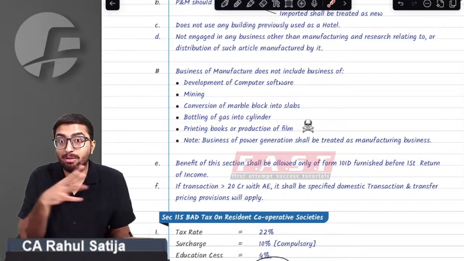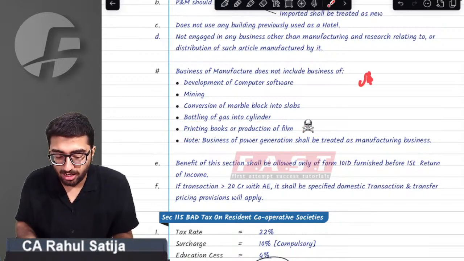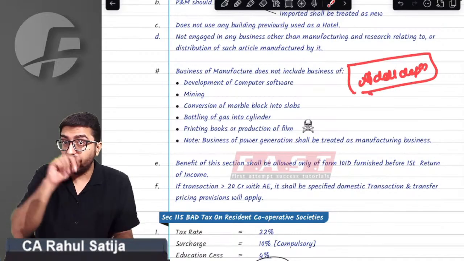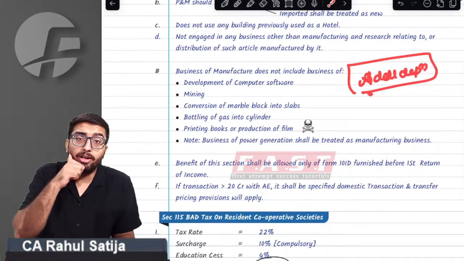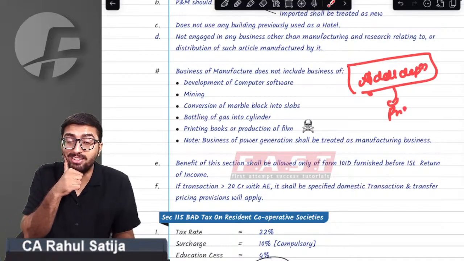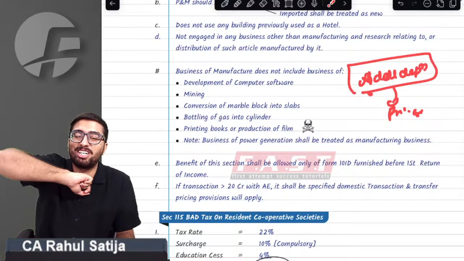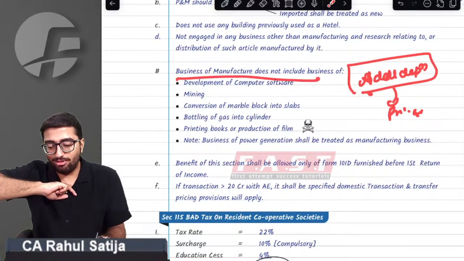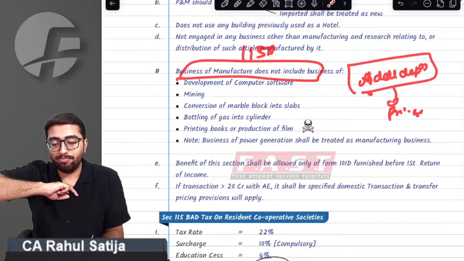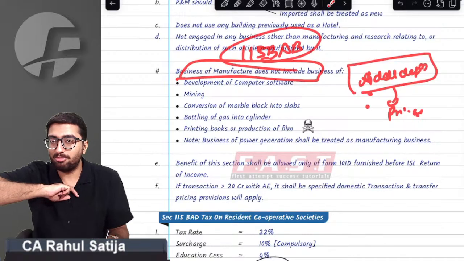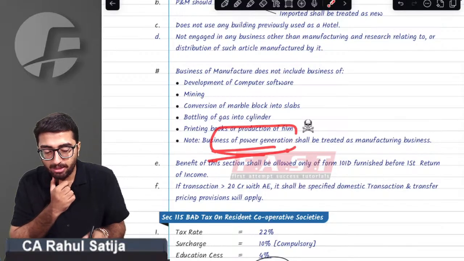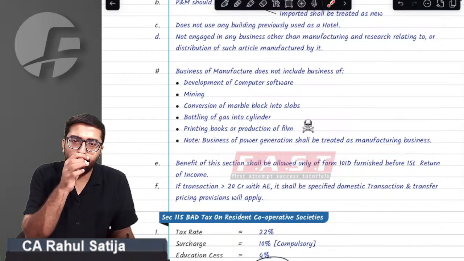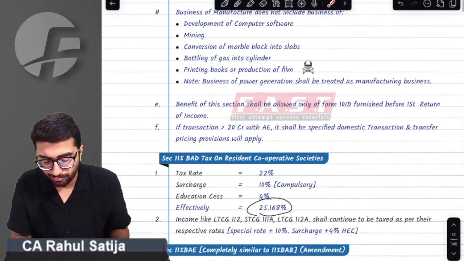If you remember, when we were studying additional depreciation, I had told you an important point: printing and stationery is considered manufacturing for the purpose of additional depreciation, but for the purpose of 115 BAB, printing and stationery is not considered manufacturing. Also, a power generating business shall be treated as manufacturing only.